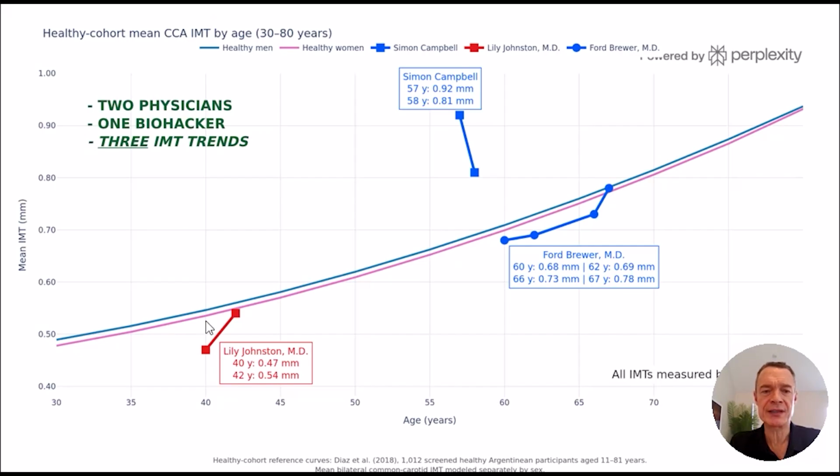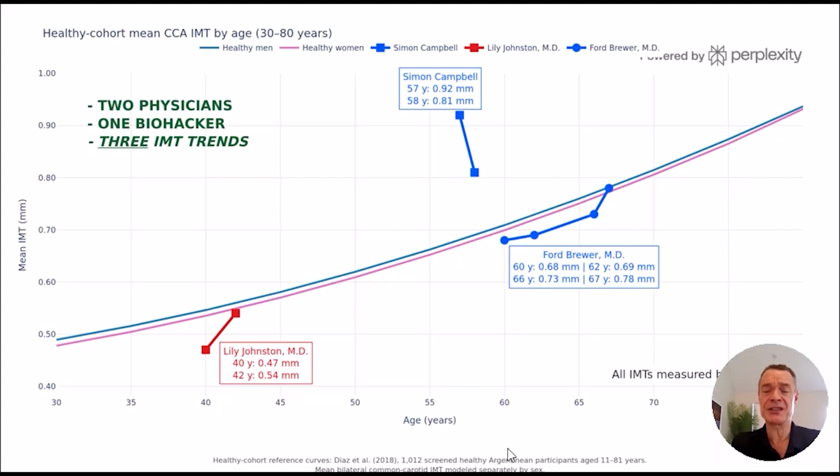So these trend lines here, the blue and the pink, blue is men, pink is women, going up, age on the bottom axis, mean IMT on the left vertical axis, and in the teeny footprint at the bottom is just the population cohorts that AI used to pull this data from.